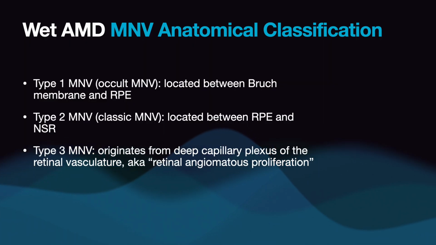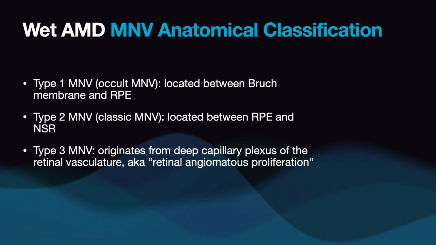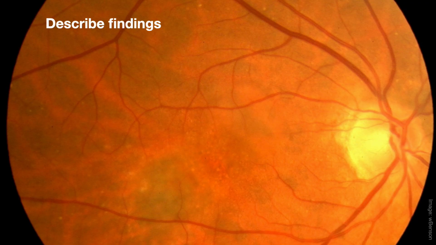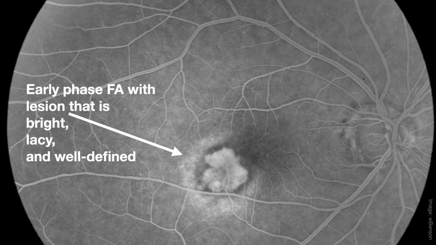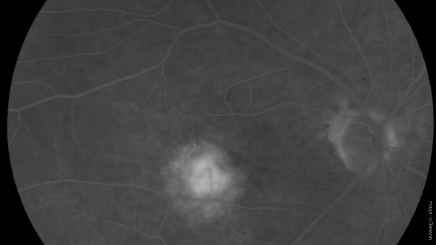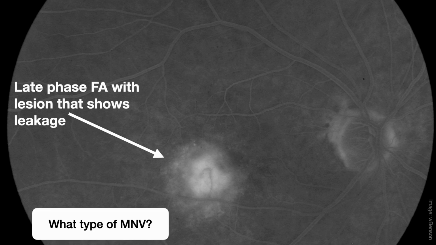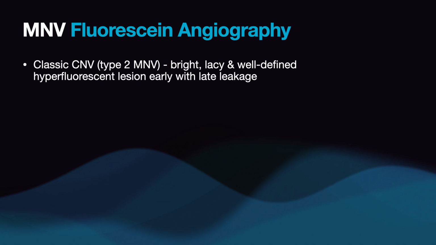Starts underneath the RPE is type 1, just barely on top of the RPE is type 2, and type 3 is what we used to call RAP. Basically, it arises from the deep capillary plexus of the retinal vasculature. That's why we don't call them all CNVs anymore, because one of them isn't C. What do we see here? We see that grayish-green membrane, and then here we see an early FA, kind of bright, lacy, well-defined lesion. Now it's no longer well-defined. It's still bright. It's got leakage. It's a type 2 MNV, classic CNV.